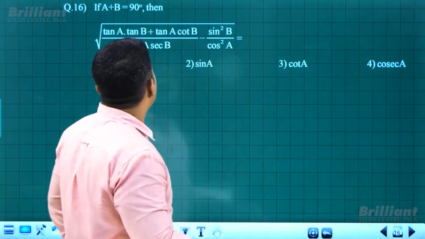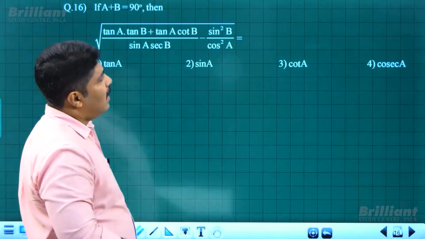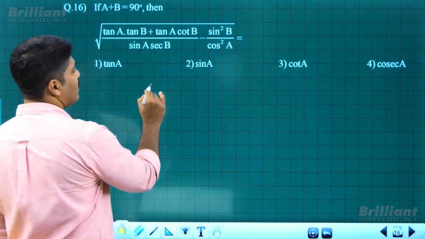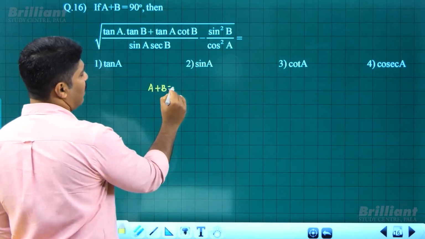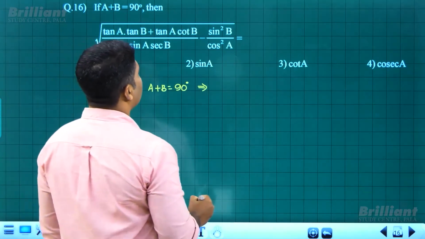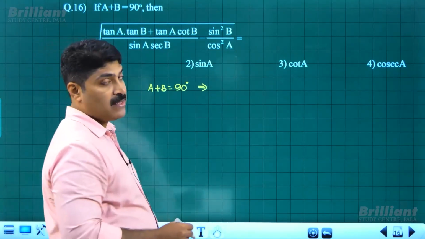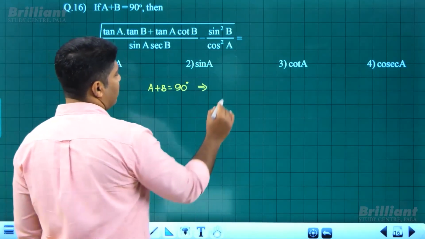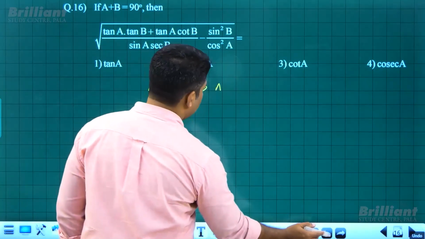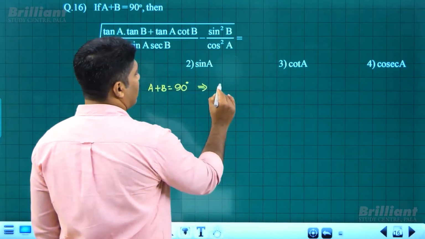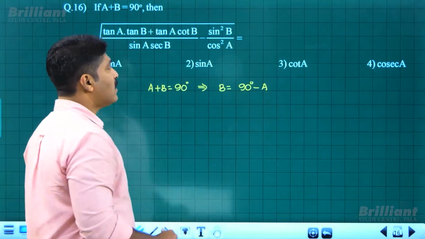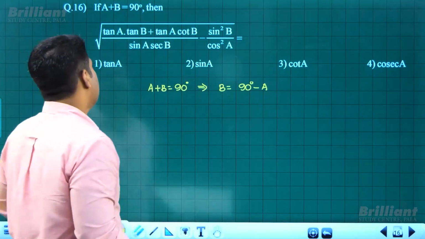Okay. The next question is a basic trigonometric question. Here it is given that A plus B is equal to 90 degrees. If A plus B equals 90 degrees, we can consider B equal to 90 minus A, or A equal to 90 minus B. So we just convert B in terms of A: B equals 90 degrees minus A. As per this conversion, we are rearranging the values in this expression.